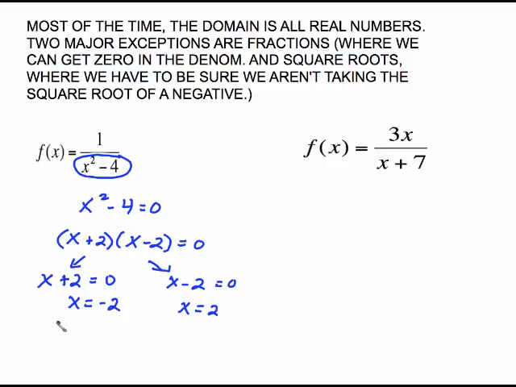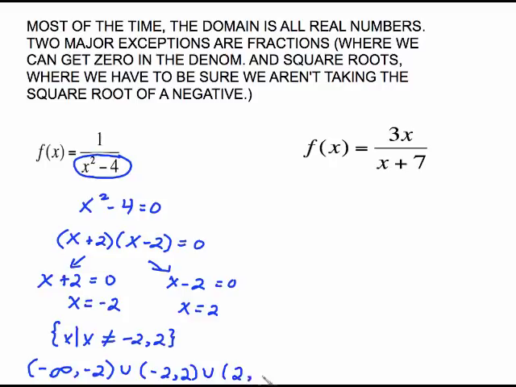One way to do this is in set builder notation and say all x such that x does not equal negative 2 or 2. Or we can use interval notation and write several mini intervals. Our interval would be from negative infinity to negative 2, with a curved parenthesis because we don't want negative 2 itself, union negative 2 to 2, curved parentheses for both, union 2 to infinity.